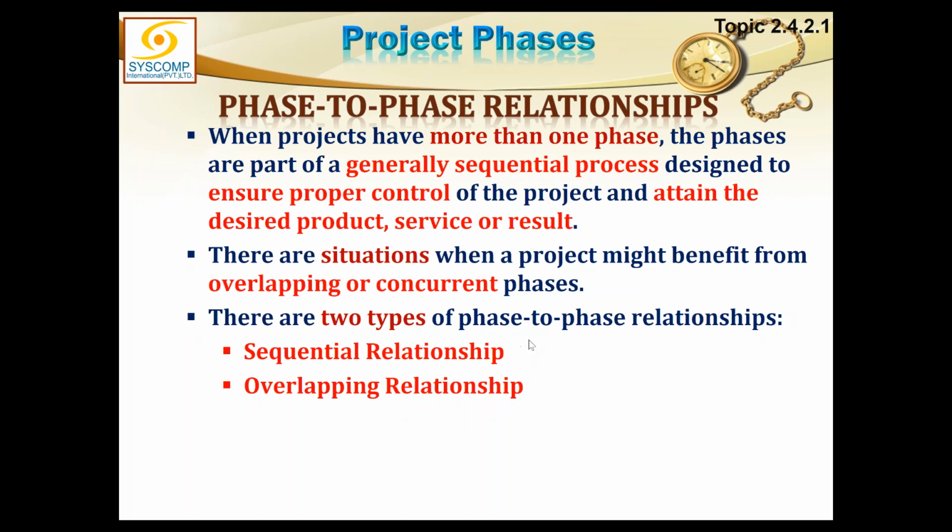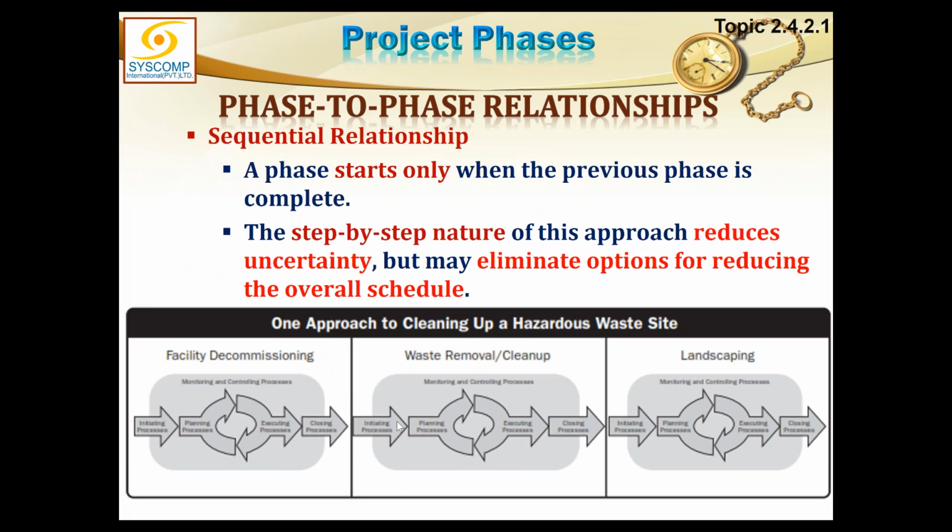There are two types of phase-to-phase relation. One is sequential, and the second is overlapping. In light of this discussion, generally it should be sequential, but sometimes it can be overlapping. The sequential will look something like this.